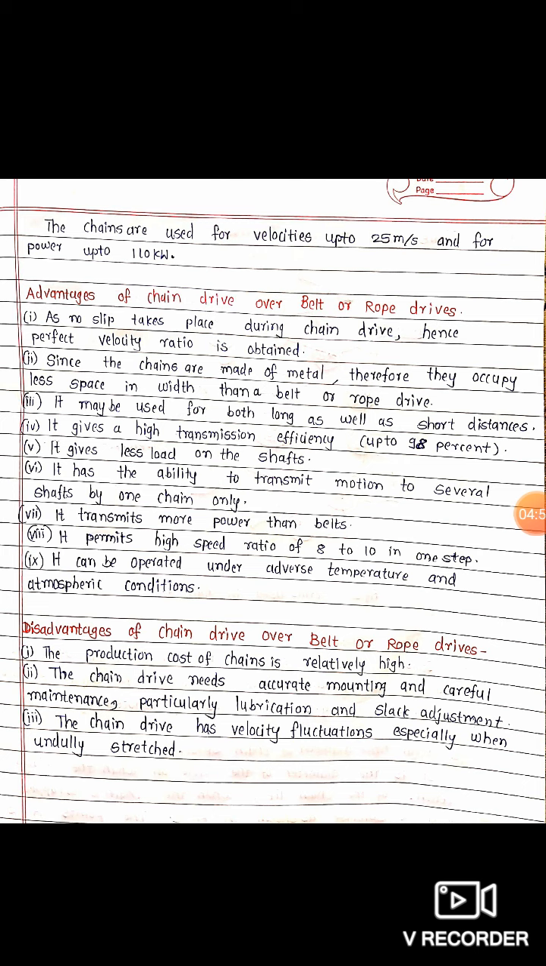Disadvantages of chain drives over belt or rope drives. First is the production cost of chains is relatively high. Second, the chain drive needs accurate mounting and careful maintenance, particularly lubrication and slack adjustment. Third disadvantage is that the chain drive has velocity fluctuations, especially when unduly stretched.